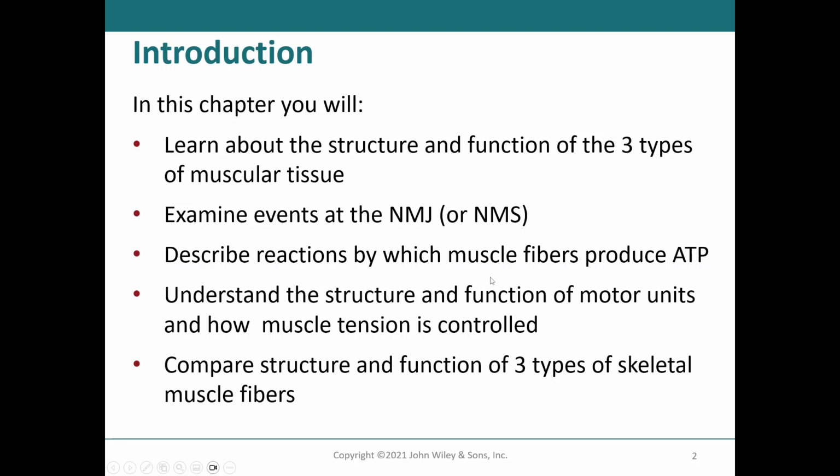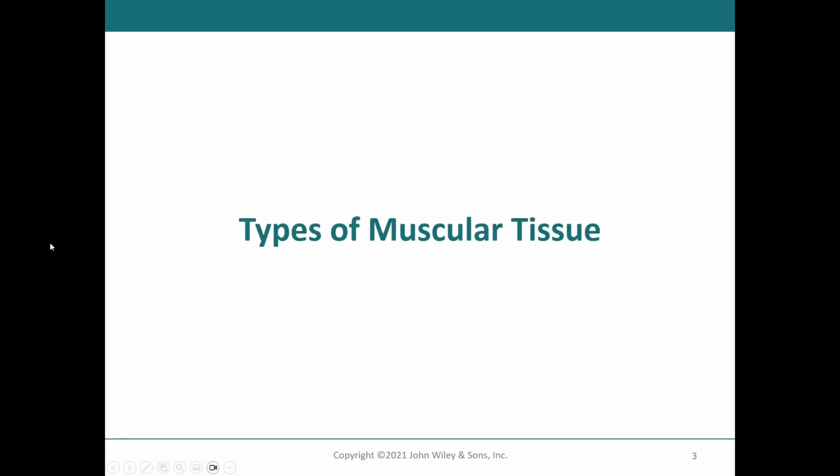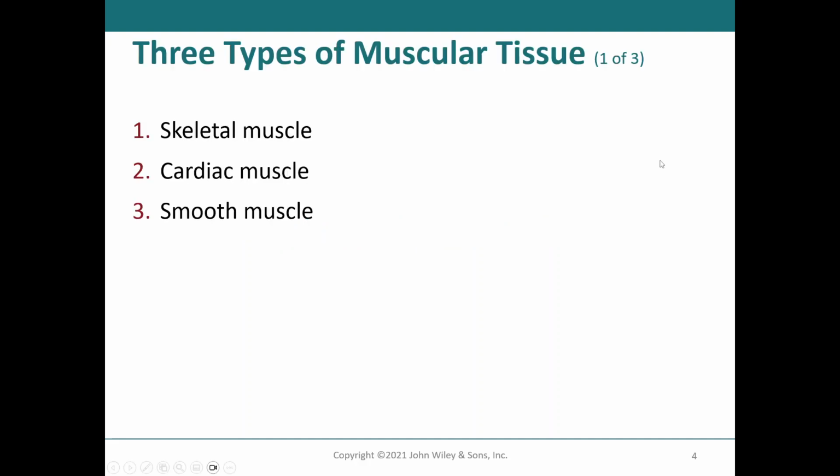We're going to describe the reaction by which muscle fibers produce ATP, or adenosine triphosphate, understand the structure and function of motor units and how muscle tension is controlled, and then we're going to compare structure and function of three types of skeletal muscle fibers. So this part, we're going to be really talking about the types of muscular tissue, and then the components of muscular tissue, and then start to talk about contraction.